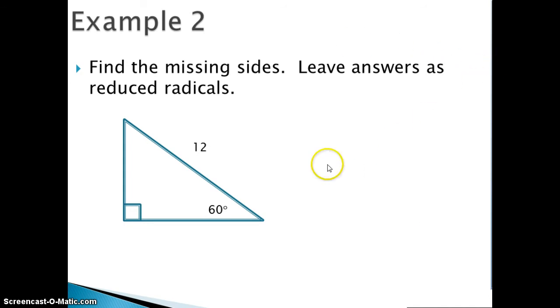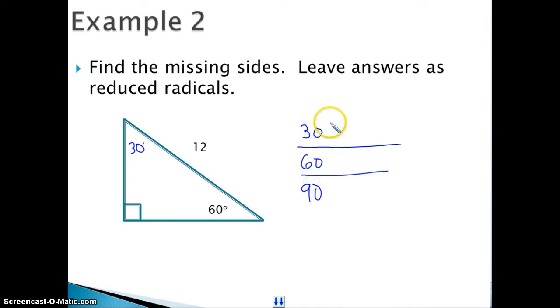So here we have a 30, 60, 90 triangle, and I have the side across from the right angle, which is the hypotenuse, and it measures 12. Now my missing angle here is 30 degrees, and I know that because 90 plus 60 is 150, there's 30 left over. So setting up my chart for 30, 60, 90, across from the 30 is x, across from the 60 is x root 3, and across from the 90 is my 2x.